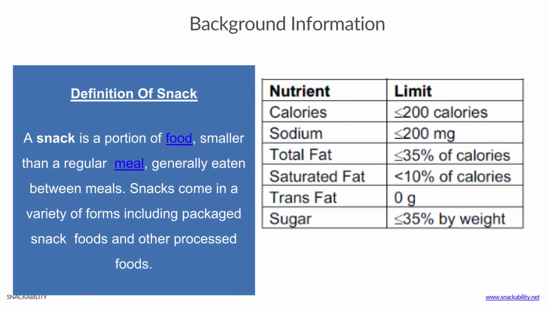To have some background definition on what a snack is: a portion of food smaller than a regular meal, generally eaten between meals. Snacks come in a variety of forms, including packaged snack foods and other processed foods. To the right, you'll see a table delineating what a smart snack looks like.